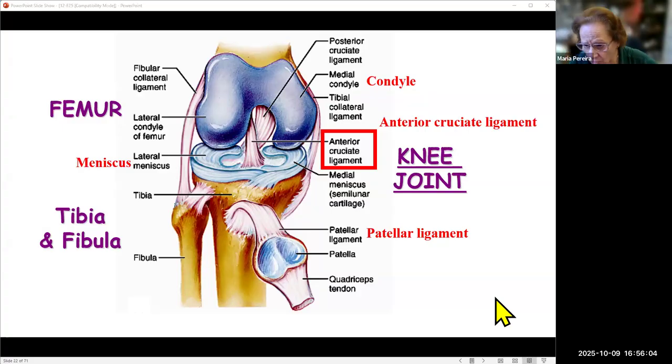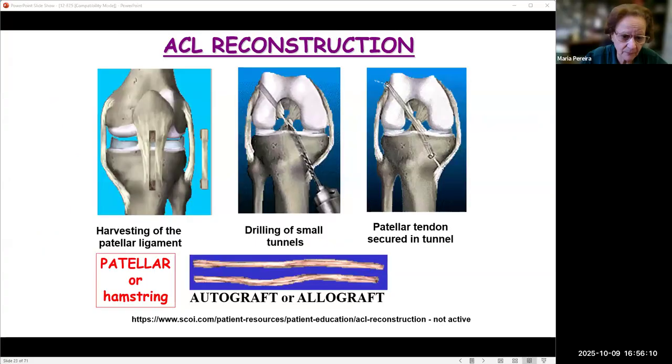Yeah, all ligaments don't grow back, right? And they don't get any blood supply. So that's one of the reasons that they cannot grow back. Right, so here you can cut a little bit of the patellar ligament, make a hole, and put it through. This is what the surgeon does.